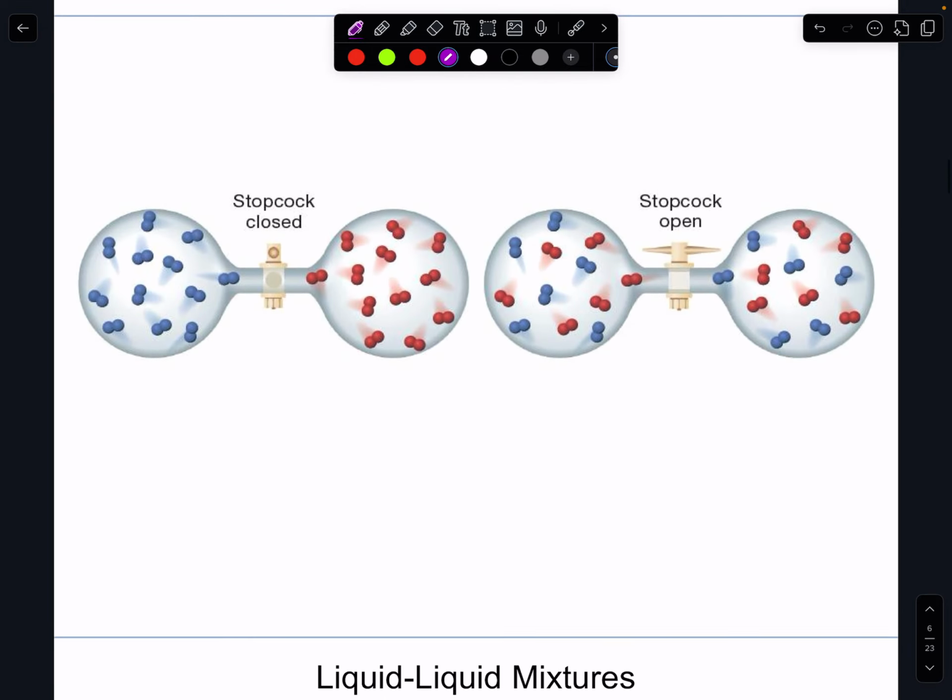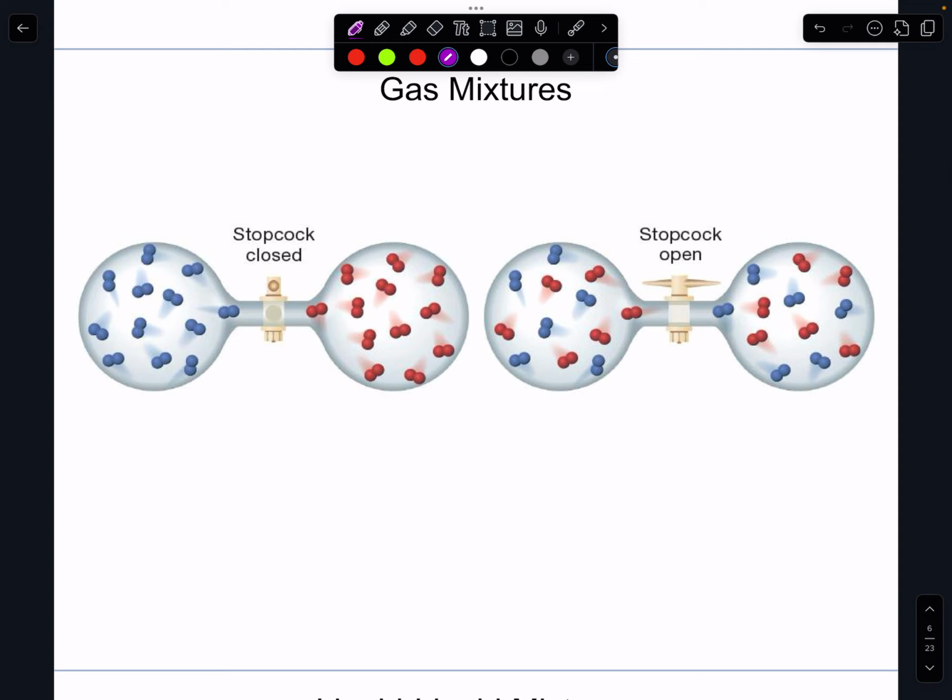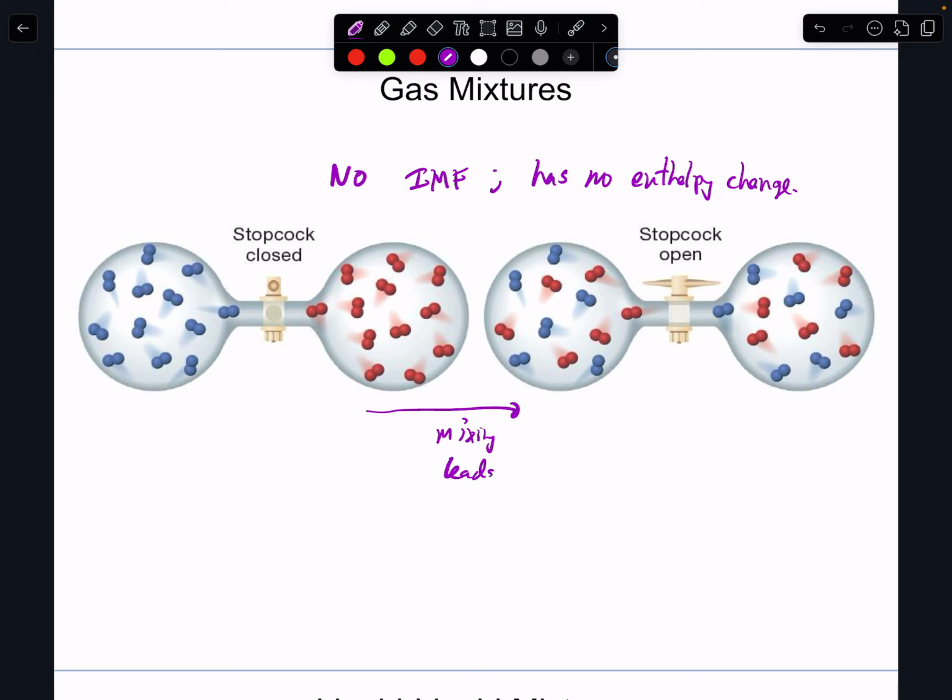Okay, let's look at gas mixtures. So when you have a gas mixture, it's really quite simple. There are no intermolecular forces. So the mixing of the gas has no enthalpy change, because there are no bonds between the gas molecules before mixing. There are no bonds between the gas molecules after mixing, and so there is no enthalpy change. But when you mix, it leads to greater freedom of movement.